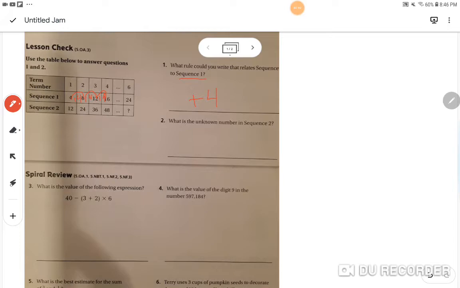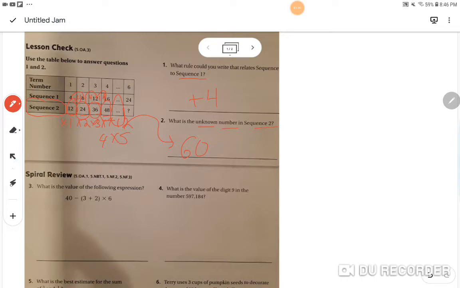All right, with that known, now it says, what is the unknown number in the sequence for number 2? Well, let's look. Sequence 2 is right here. 12, 24, 36, 48. What comes next? Well, they're counting by 12s. So what is 48 plus 12? 60. You could also look at it as 12 times 1 is 12. 12 times 2 is 24. 12 times 3 is 36. 12 times 4 is 48. So the missing number would be 12 times 5, which is what? That's right, 60.